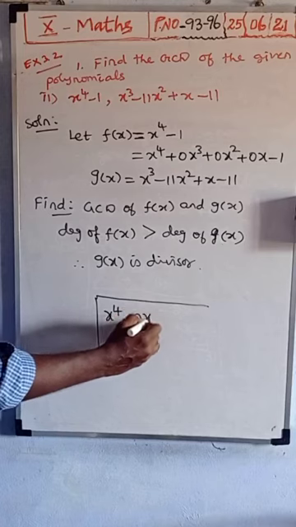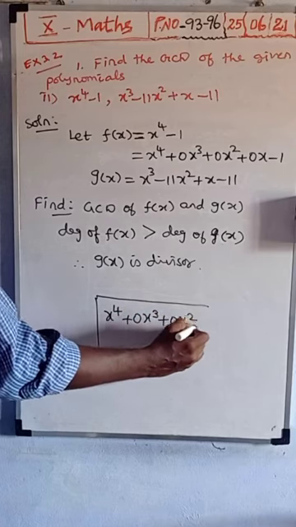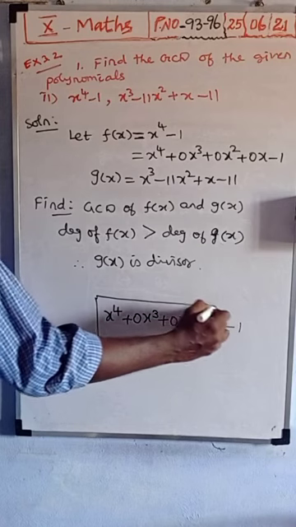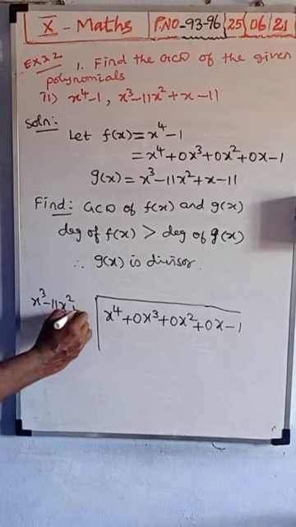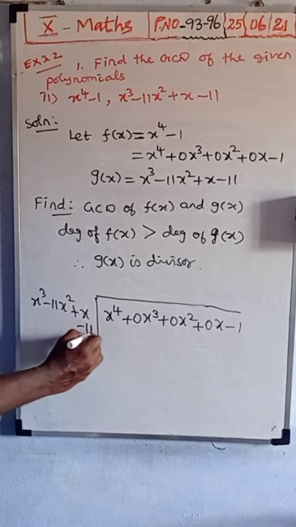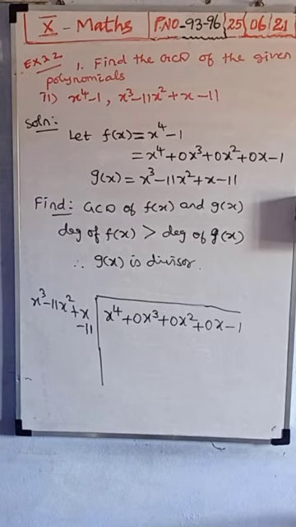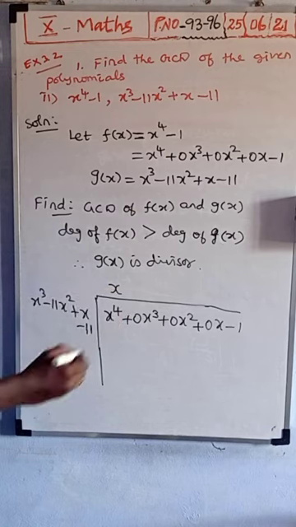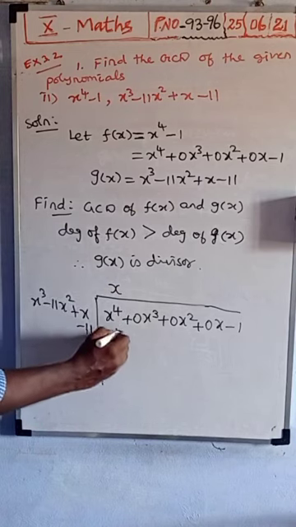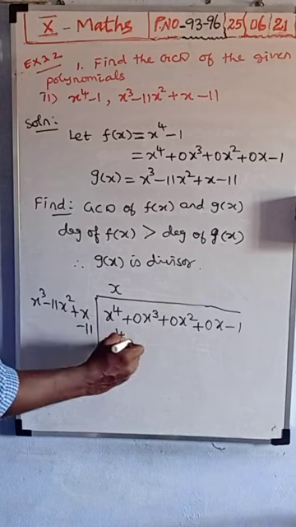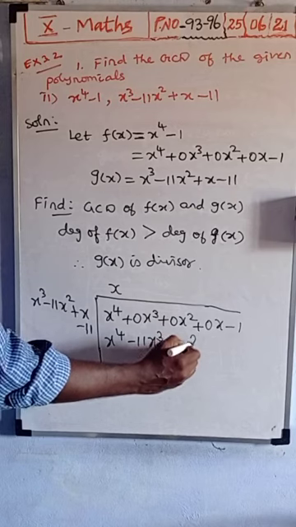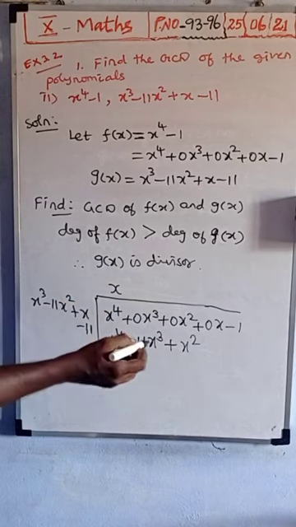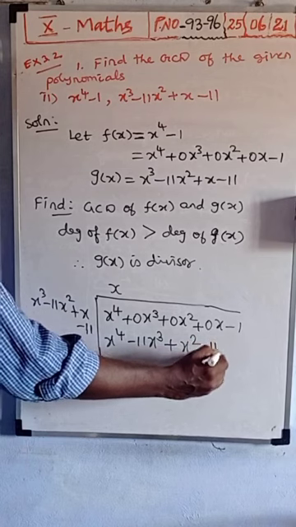x power 4 plus 0x cube plus 0x squared plus 0x minus 1 inside, and x cube minus 11x squared plus x minus 11 outside. Now you should divide. Here the first term is x power 4, here x cube, so you should multiply with x only. x into x cube is x power 4. All the terms we multiply: x into minus 11x squared, x into x, x into x squared, x into minus 11.